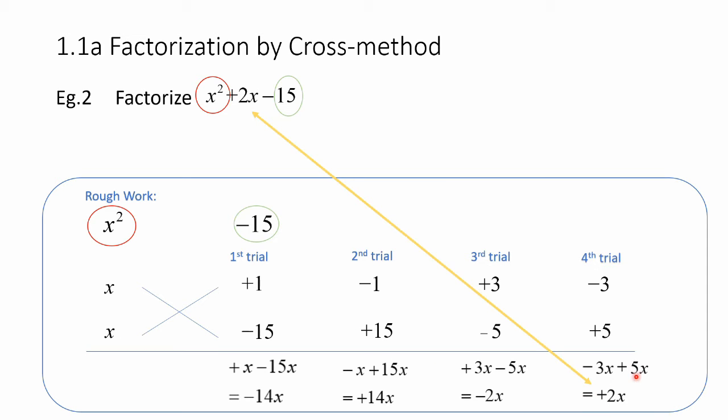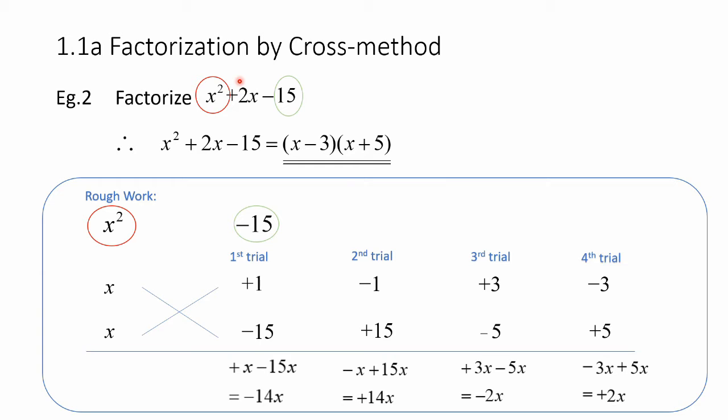In this case, actually we can skip the first trial and the second trial, since the coefficient of x is positive 2, which can't be obtained by adding or subtracting 1 and 15. Therefore, I will suggest you to start with the third and the fourth trial next time.